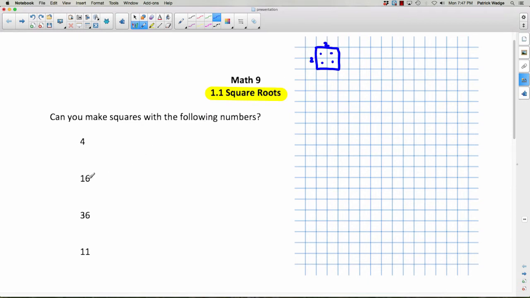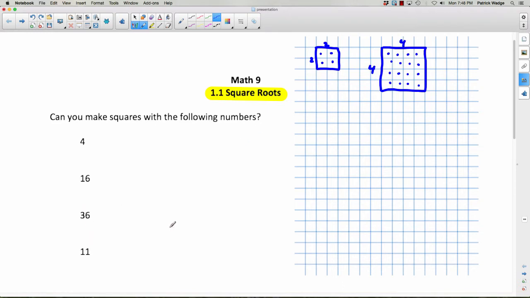All right, let's do it again. Next one's 16. If I was going to make a square with 16 little squares, how big would each side be? In this one, it was 2 by 2. How big would each side be if it was 16? Do you get it? It would be 4 by 4. And if I finish that up, I get a square with 16. 1, 2, 3, 4, 5, 6, 7, 8, 9, 10, 11, 12, 13, 14, 15, 16. We've done it. And each side we said was 4 and 4.